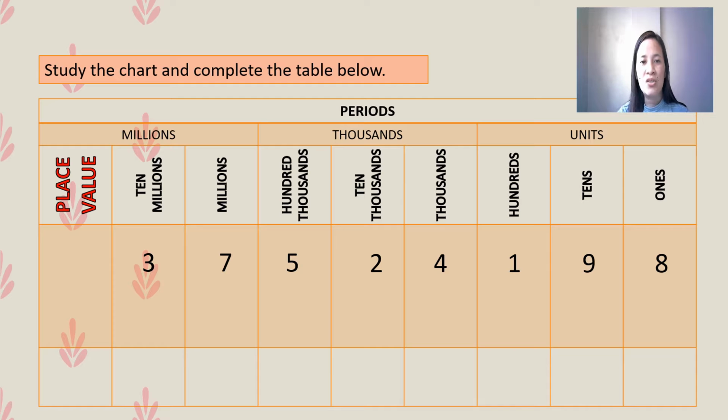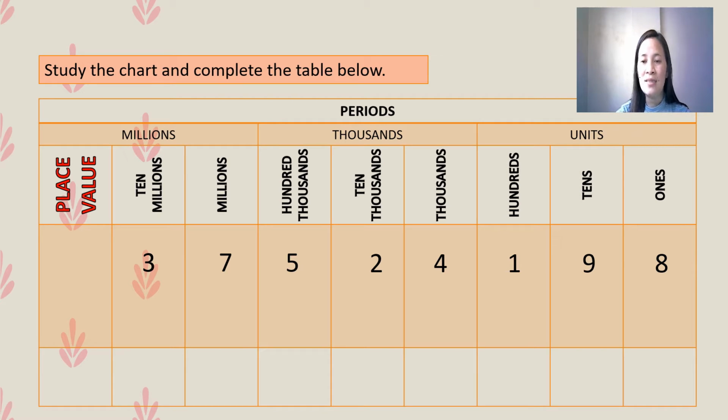So, let's study this chart and let's complete that table. Those are our place values: ones, tens, hundreds, thousand, 10,000, 100,000, millions, 10 millions. Then, we have digits. So, we read it as 37,524,198. So, how do we get the value of these digits?